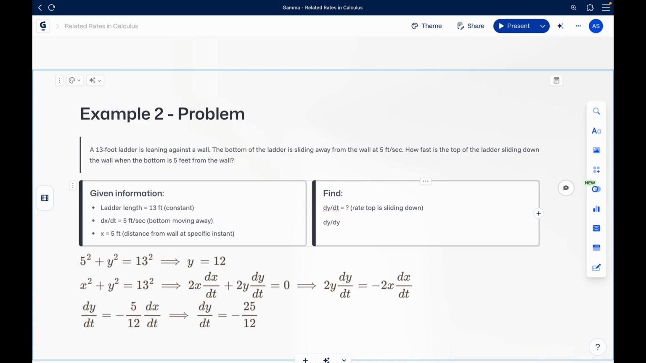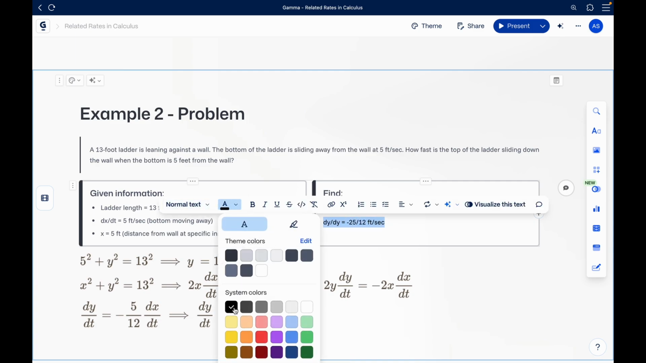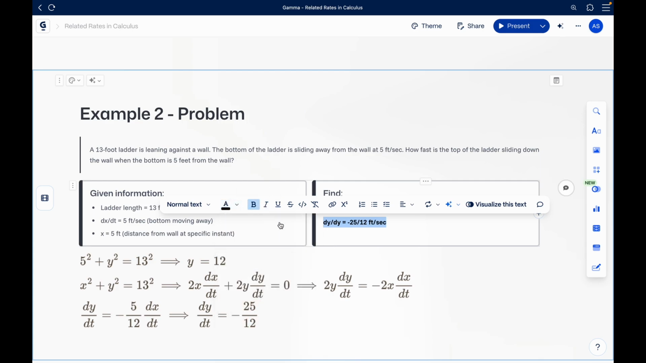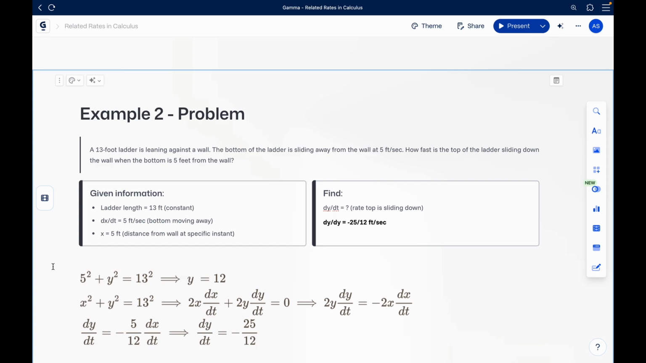So dy/dt is equal to negative 25 divided by 12 feet per second. So that is the rate of change of the height, where we have both x and y. Now, what I'm pretty much doing is showing you very common problems over here. This is stuff you'll find all the time in exams and textbooks.